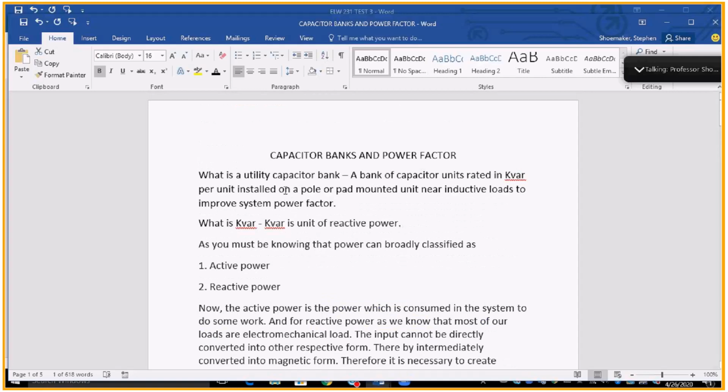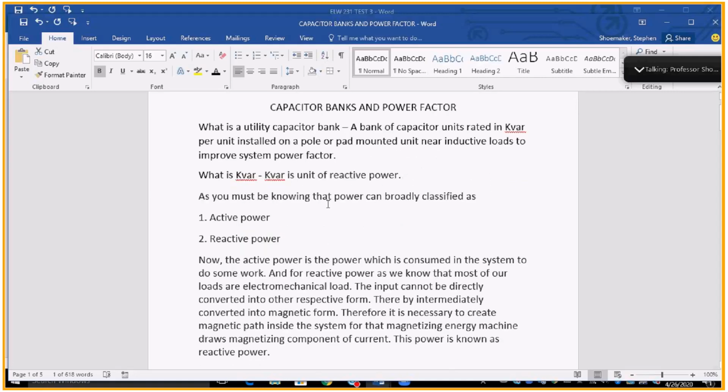Okay, so to start, what is a utility capacitor bank? Well, it's a bank of capacitor units rated in kVAR. We'll talk about kVAR here in a little bit. Per unit installed on a pole or pad mounted unit near inductive loads to improve system power factor. And we'll talk about that in further detail. So, get you some pictures going on here.